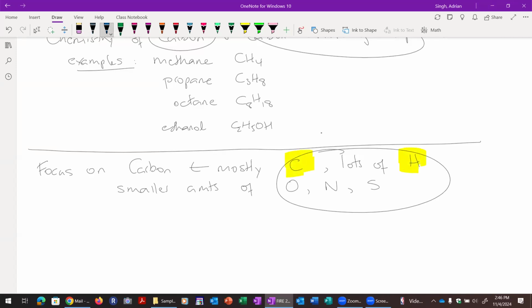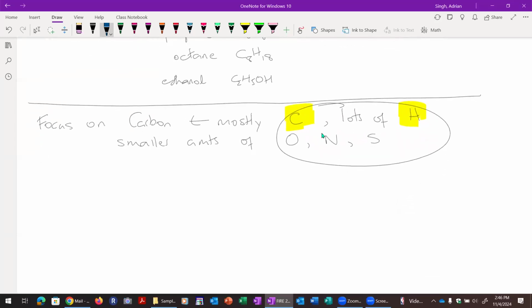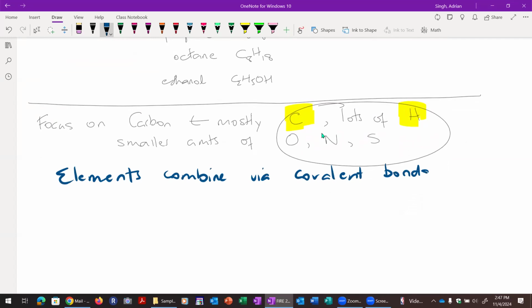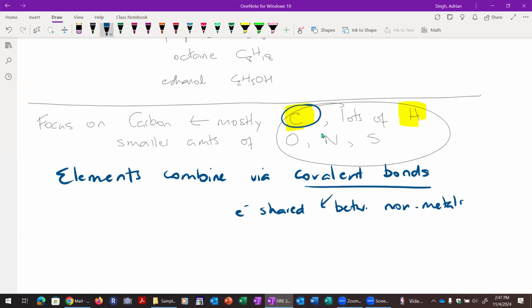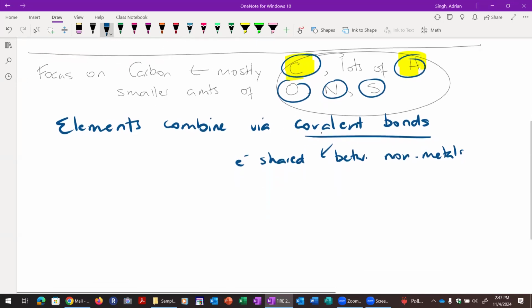So let's take a look at some of the properties of carbon. What we're going to be seeing a lot of here is these elements will combine with each other via covalent bonds. We talked about covalent versus ionic bonding earlier on. These covalent bonds are where electrons are shared between your nonmetals. And these are all nonmetals that we've listed here: carbon, hydrogen, oxygen, nitrogen, sulfur. So when they combine, they're going to share electrons via these covalent bonds. So your organic compounds tend to be covalent compounds because they're made up of mostly nonmetals.